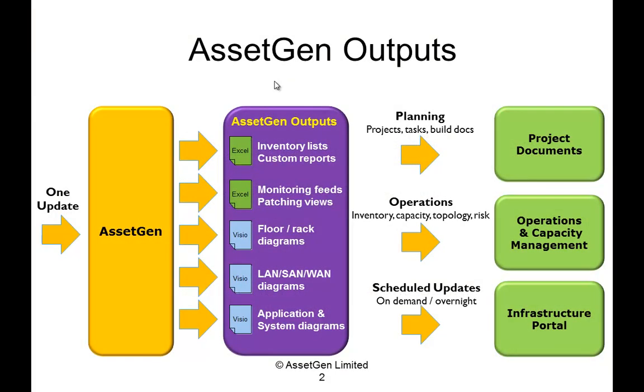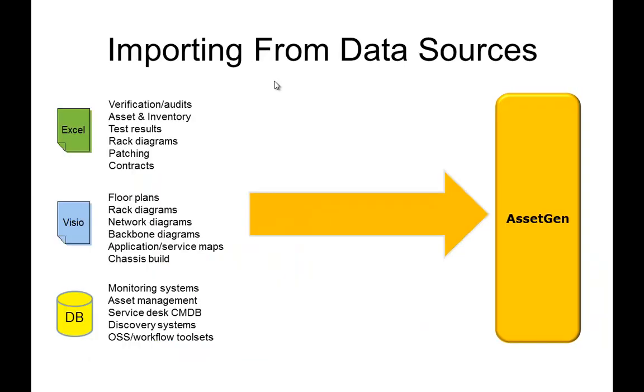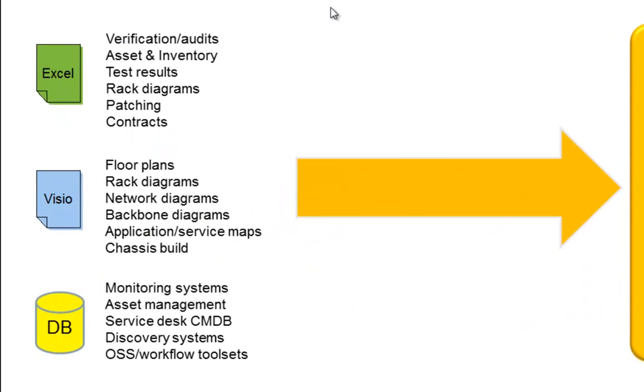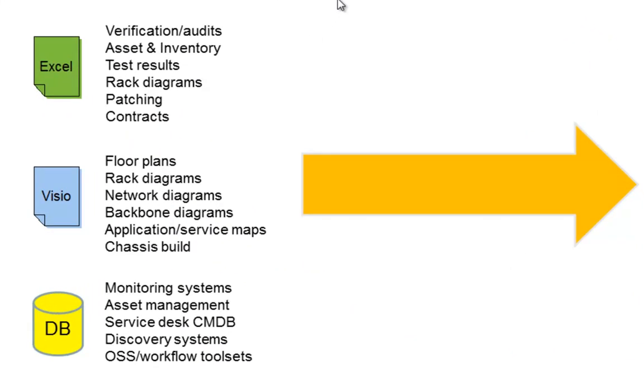One of the key things we want to do with AssetGen is get information in as quickly as possible so that we can then create all these different types of outputs for both planning, operations and also to do overnight updates. The key issue is how do you get AssetGen started to then get all of these outputs. We have lots of information already available, probably in Excel, Visio, databases such as monitoring systems, and we have a number of choices as to how we get the information in.